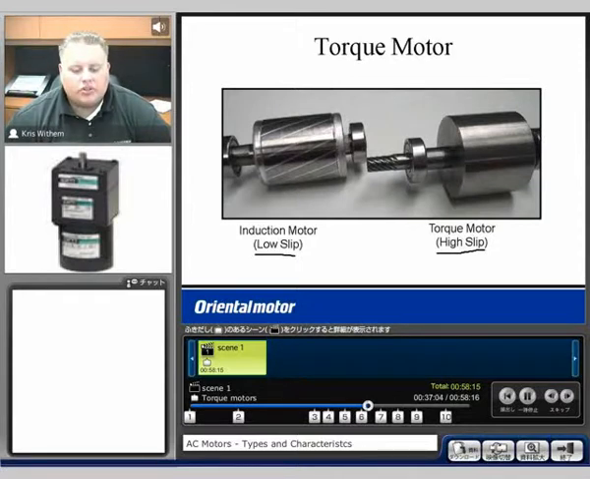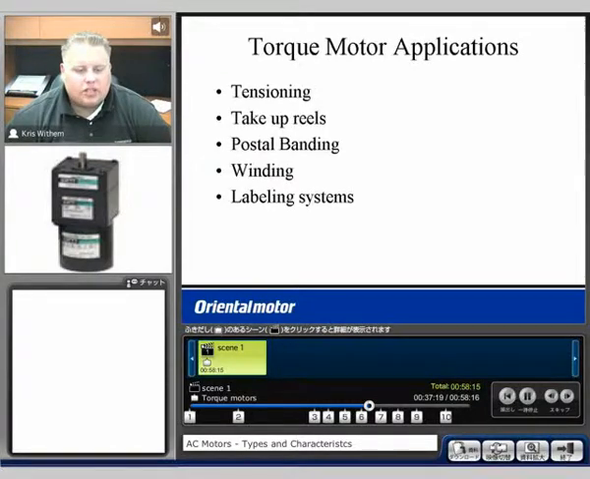Because the torque motors can be stalled or back-driven, they have no unstable region. They can be operated anywhere between 0 speed and near synchronous speed, and still maintain torque. Different types of applications for torque motors: tensioning, as we talked about, take-up reels, postal banding, winding applications, and labeling systems.